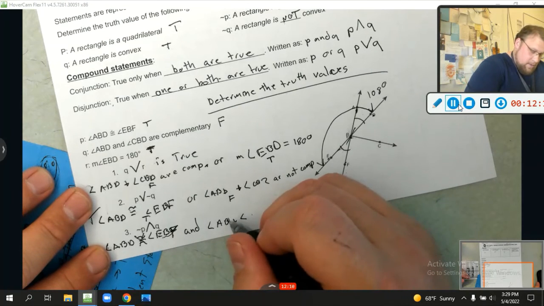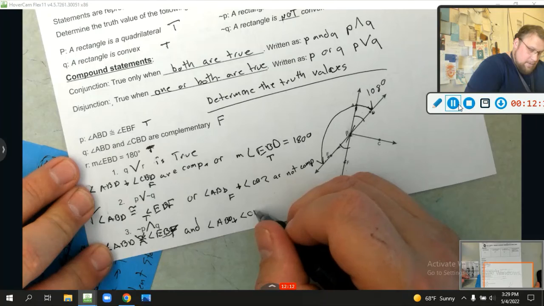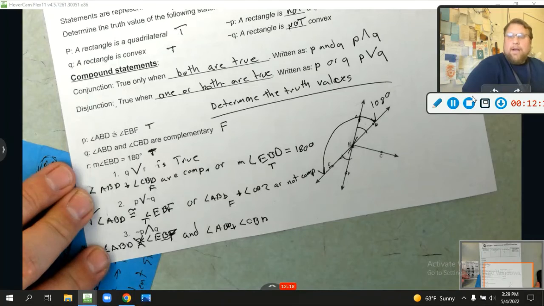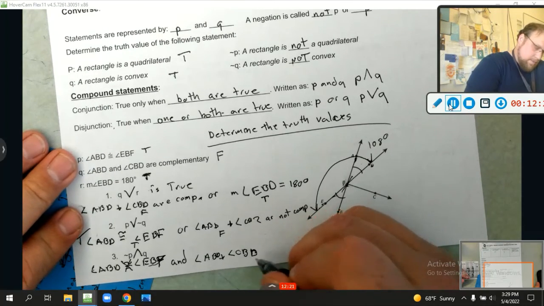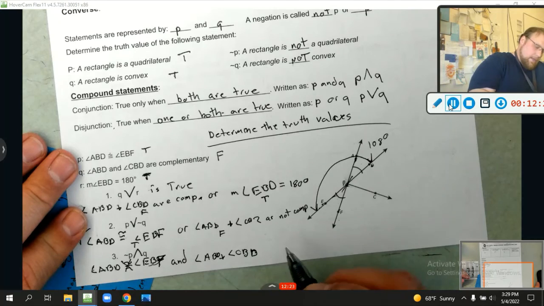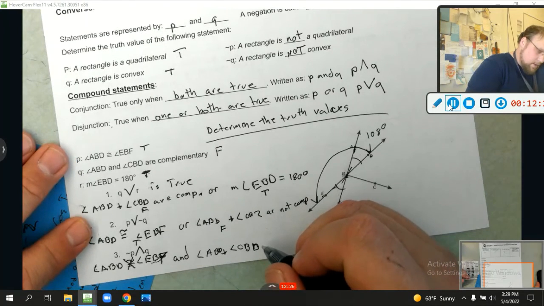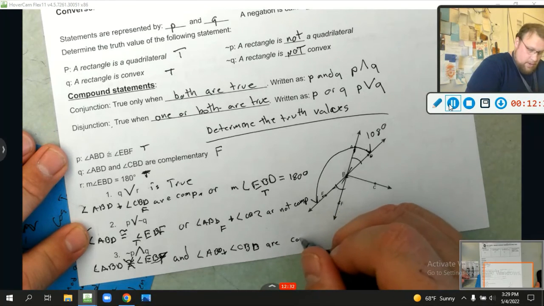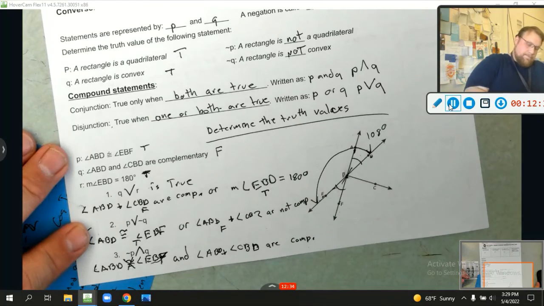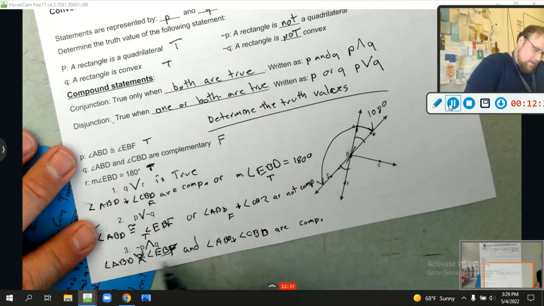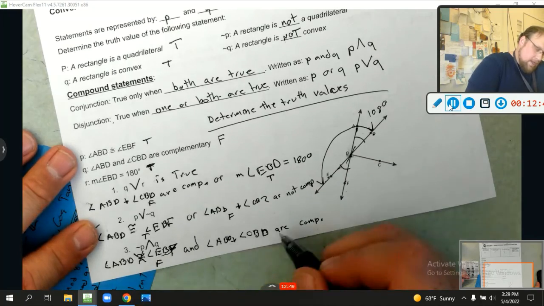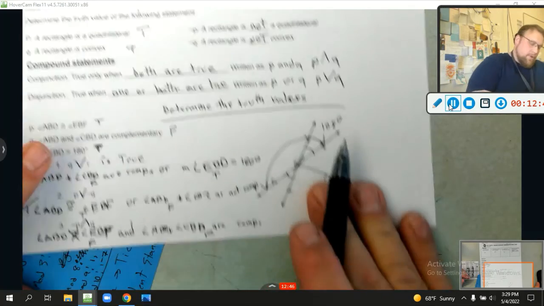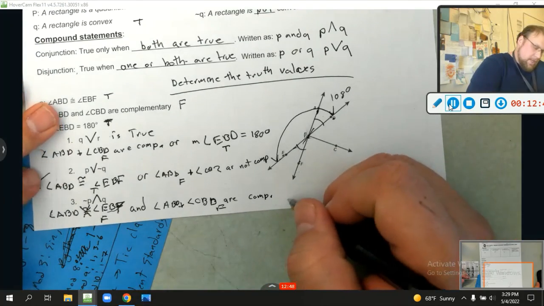and angle CBD are complementary. So they add to 90 degrees, right? Well, let's see. This is a false statement because they are congruent, and a false statement. Our definition up here says in a conjunction both have to be true. Neither one of these is true, so this is ultimately false.